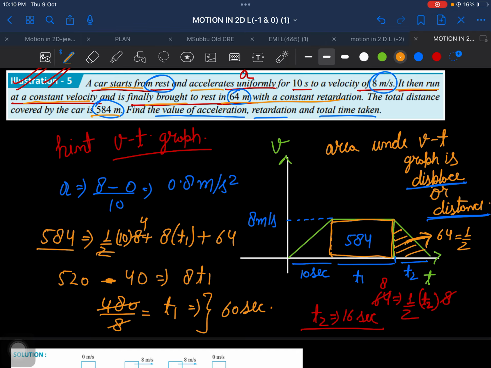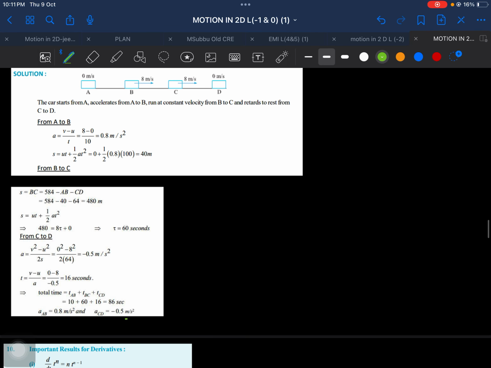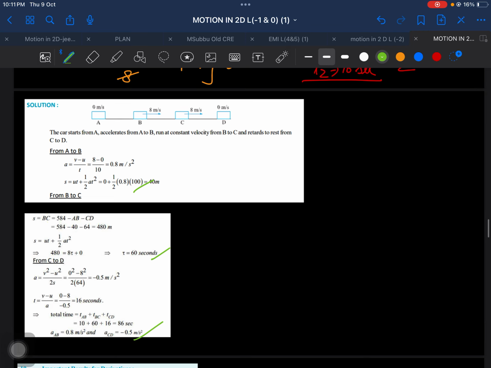So the total time is simply, from here, 10 plus 60 plus 16. Just check all of you. Clear? And what is the value of acceleration? You can find the value of retardation also now that you have T1. So final velocity 0 minus initial velocity 8, divided by the time taken T2, which is 16. So that is 0.5, and retardation is minus 0.5 meter per second squared. I hope this is very clear to you. This is the solution given here, and the answers are correct.